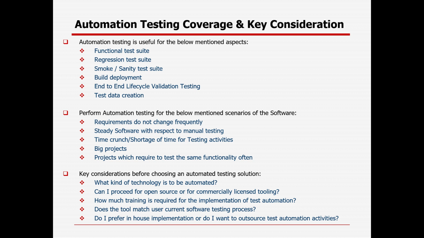How much training is required for the implementation of test automation? Because if you do not have the required skill set, the required resources, then you cannot proceed with automation. So the required skill set needs to be there. You need to make your team ready. You need to give proper training so they are enabled before starting the automation.